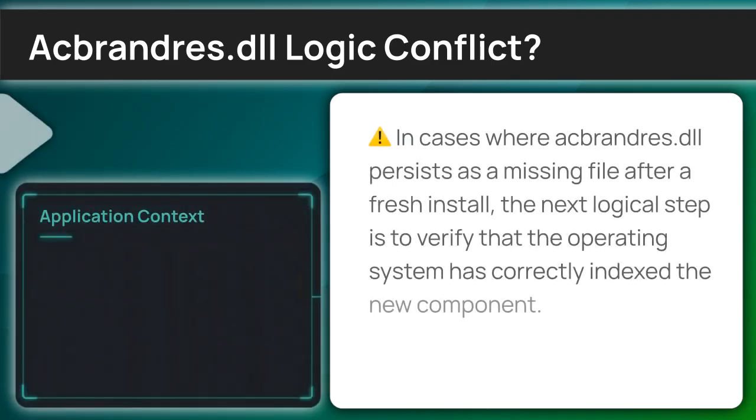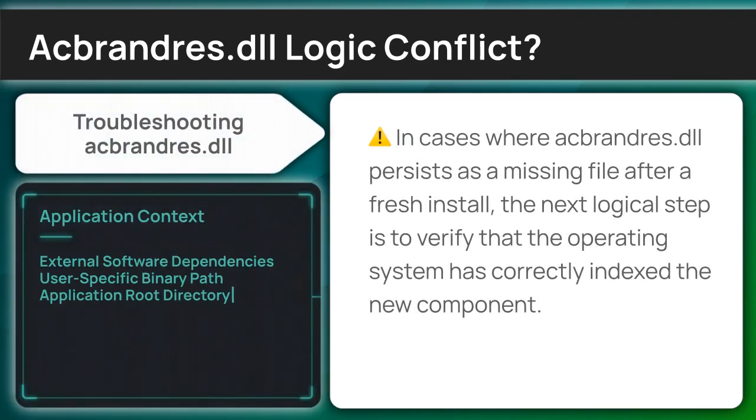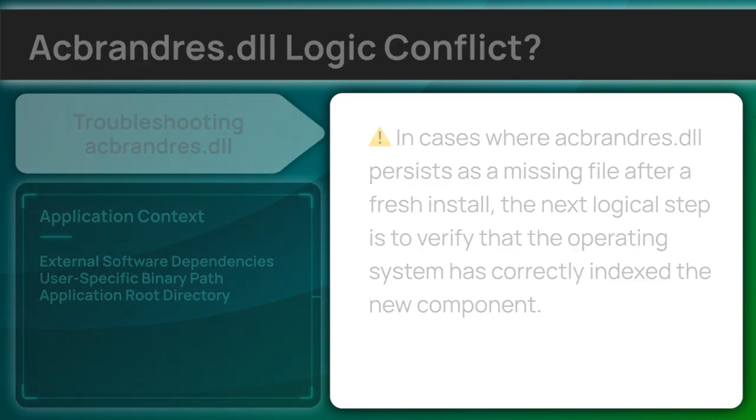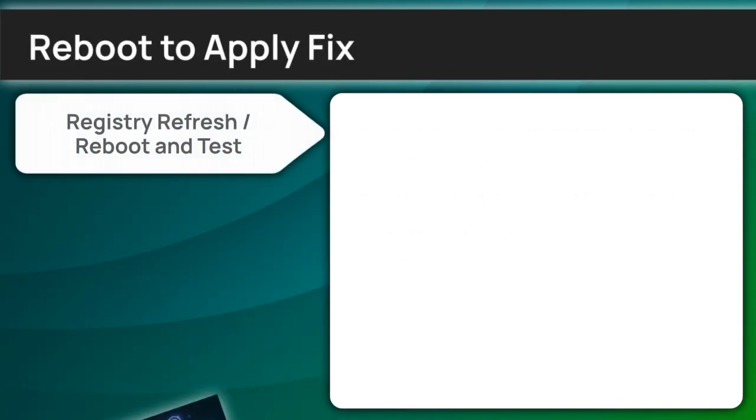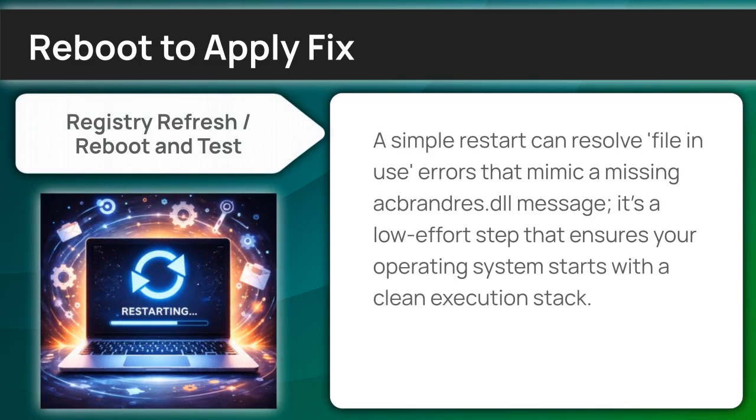If no luck was had with the redistributable package, we will escalate the fix by performing a targeted reset of the system state. If your system has been running for an extended period, a reboot might be necessary to resync your background processes and clear any temporary locks on the AutoCAD brand resource file.